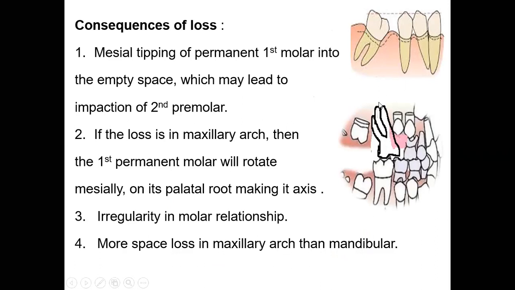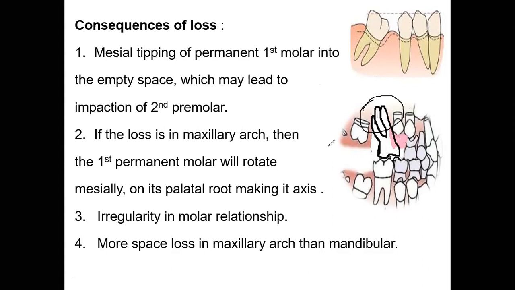Can you see here? This is the first permanent molar. This first permanent molar will try to drift. Here, this is the first deciduous molar. The second deciduous molar is lost. What will happen? This particular tooth, the molar tooth, will try to drift into the empty space. The drifting will be more in the upper arch as compared to the lower arch, because the first permanent molar of the upper arch has 3 roots. Can you see here? It has 3 roots.